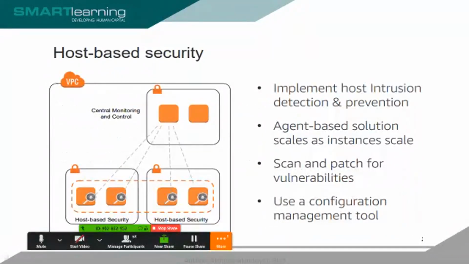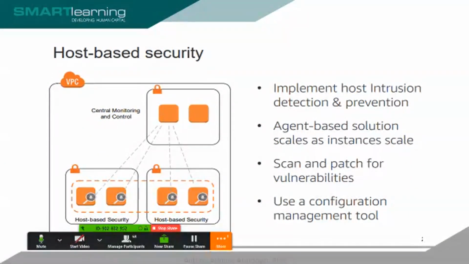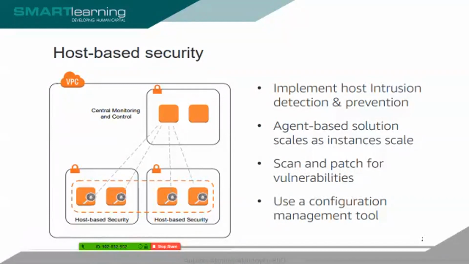There is host-based security that you can actually implement too. Most of these host-based security tools are third-party. You can install them within your environment and they help you do intrusion detection and prevention. They are largely agent-based, meaning once your environment scales, they also scale with the environment. They scan and patch for vulnerabilities. You can use management tools to deploy this, something like AWS Systems Manager, SSM. You can use that to deploy this host-based security.